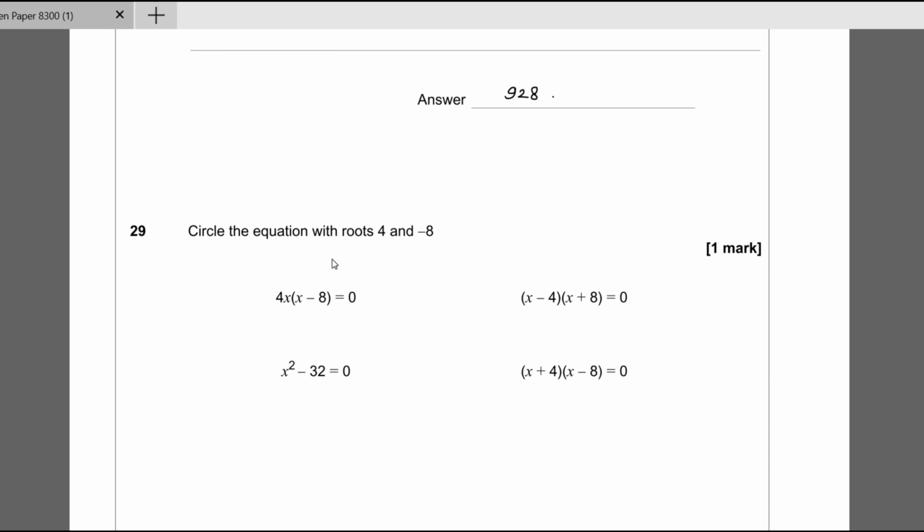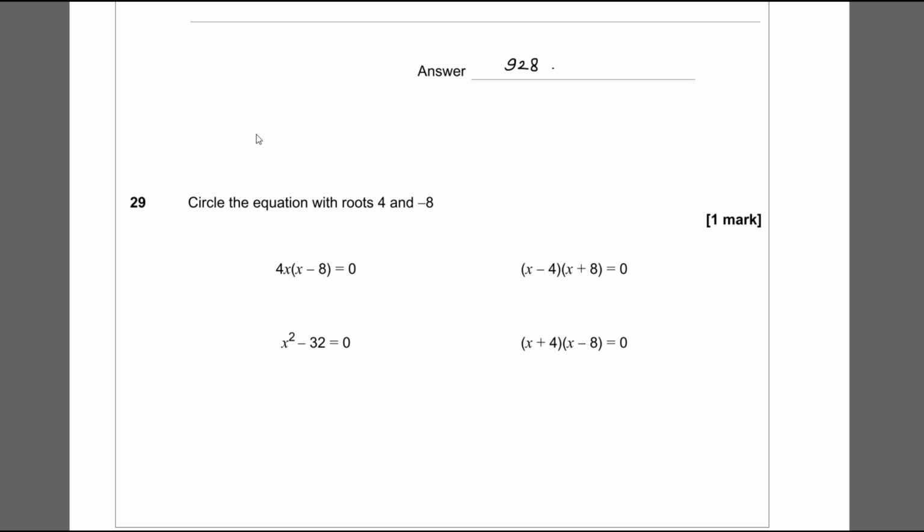Question 29. Circle the equation with roots 4 and minus 8. What does it mean with roots? If the roots of an equation are 4 and minus 8, we can say x is equal to 4 and x is equal to minus 8. If x is equal to 4, we can write it down in a different form: x minus 4 equals 0. The reason is that we move 4 into the left hand side, it becomes minus 4, and there's nothing on the right hand side, so we add 0 on it.